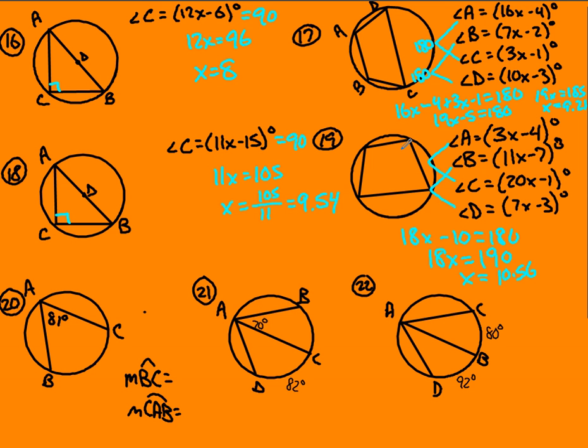Alright, number 20 through 22, inscribed angles here. The inscribed angle is always half of the arc intercept. So if this is 81, that means the arc intercept is double that, 162 degrees. So arc BC is 162 degrees, and that means the arc CAB, going the other way, is 360 minus 162, because it's the major arc compared to this minor arc. So this answer should be 198. That's just 360 minus 162.